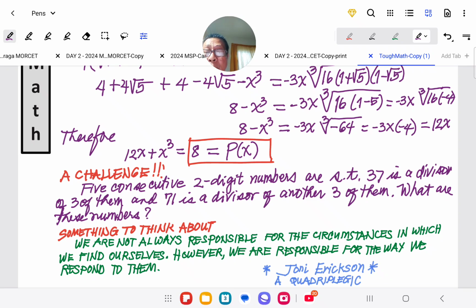What are these numbers? So challenge yourself to solve these problems before watching the solution or studying the solution, which will be given in the next video.